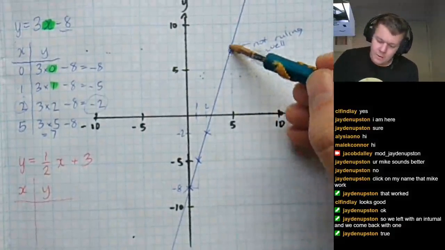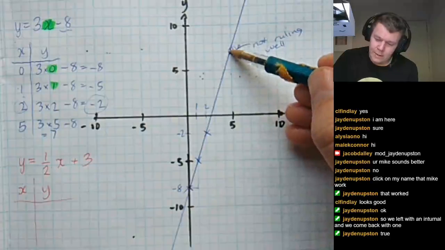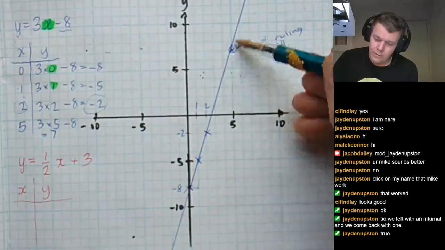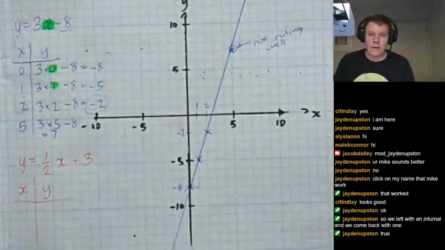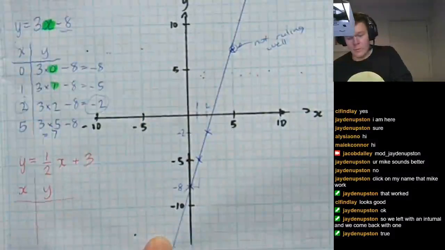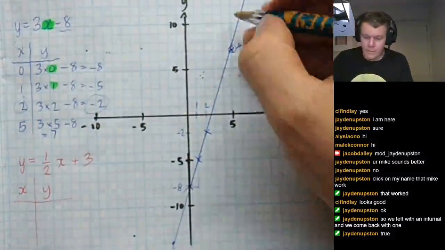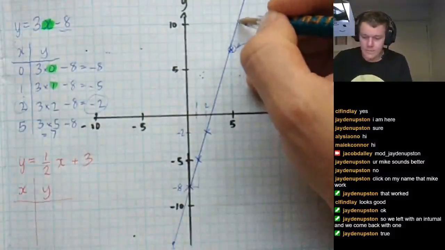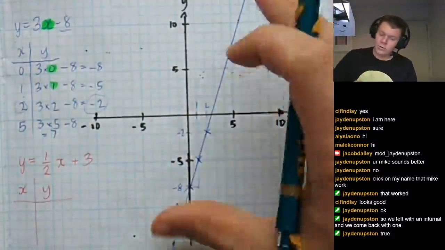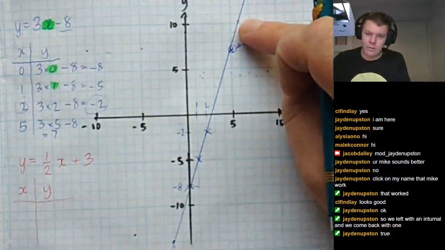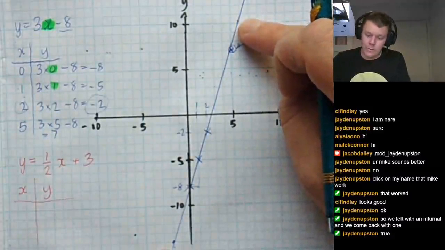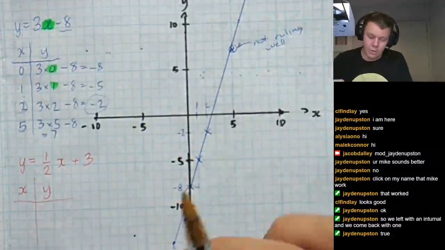Often it's good to find a point that's further along and rule between that point and another point way over here. So if we found negative 1 and 6, then we could draw a really accurate line. The further out you space your points, the more accurate you can rule through them.